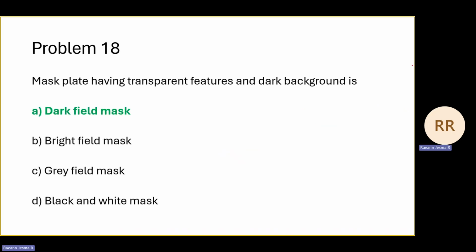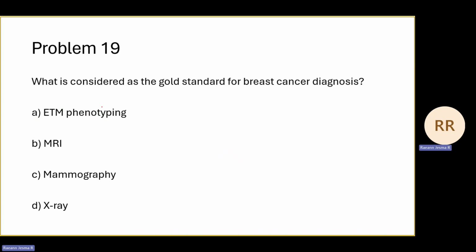So next we'll move on to the next problem. What is considered as the gold standard for breast cancer diagnosis? Gold standard means a fail-proof method to diagnose breast cancer. Option A is ETM phenotyping. B is MRI, magnetic resonance imaging. C is mammography and D is X-ray. So what do you think is the correct answer? Which one is considered as the gold standard for breast cancer diagnosis?